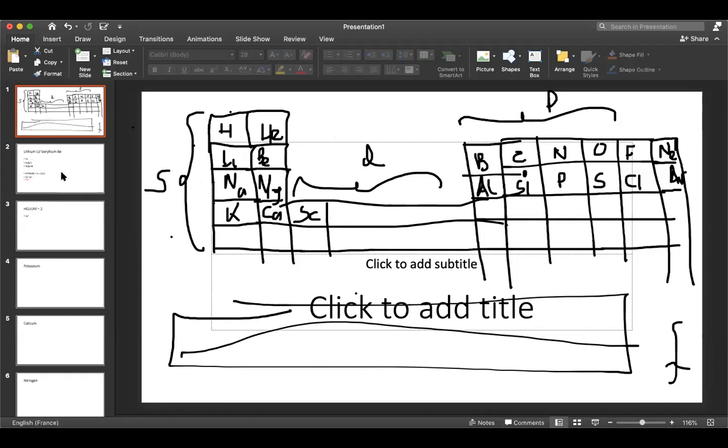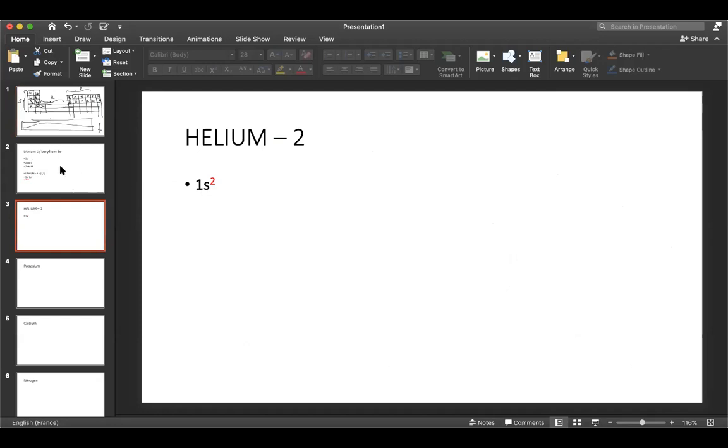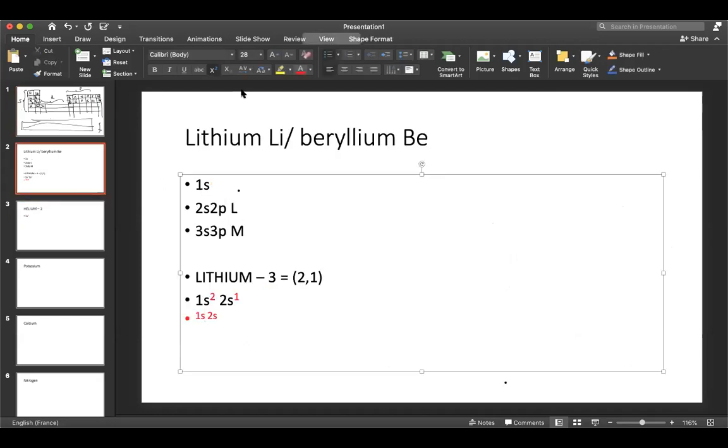Therefore, the trajectory we are going to take will be 1S, then 2S. Then how many electrons are going to be occupied by the 1S? We're going to count, that is 1 and 2. So we're going to have a 2 there.